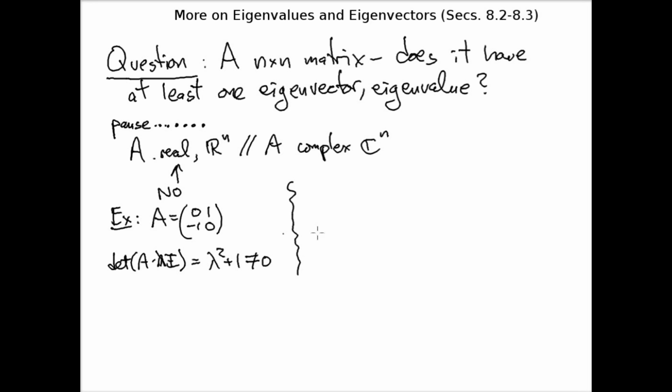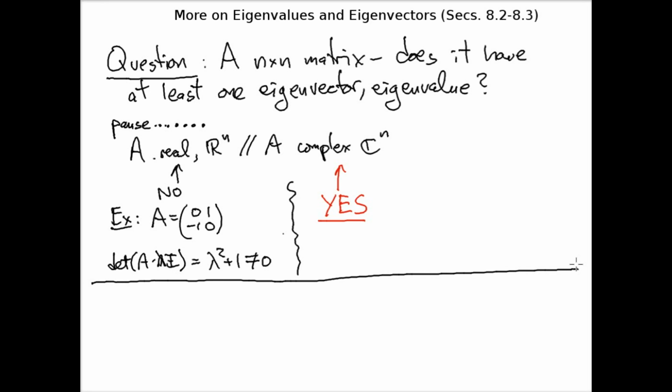On the other hand, if it's a complex matrix, it turns out the answer is yes, and that's quite an important fact, and it's not at all obvious. I hope at least some of you thought of this example to see that the answer is no. But the fact that for a complex matrix the answer is always yes is quite a non-trivial fact. So why is that? So suppose A is an n by n complex matrix.